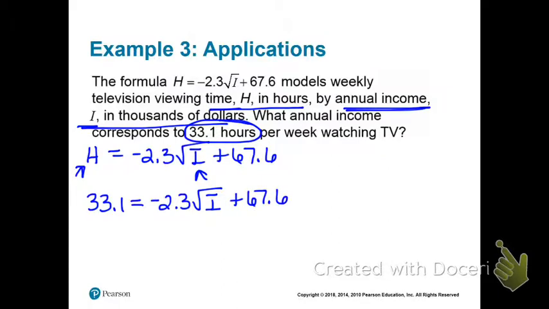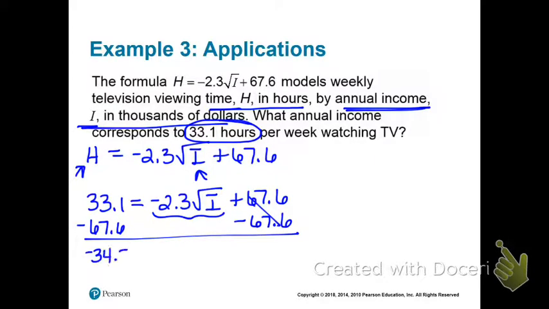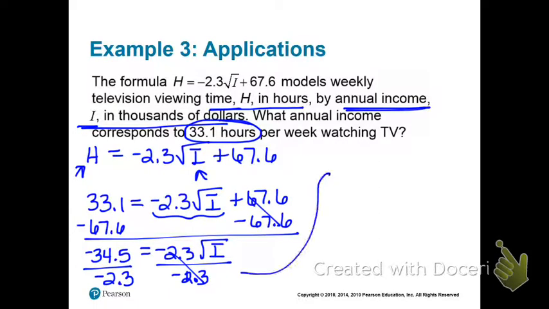And then we're going to solve for I, so we need to get this piece by itself. So let's subtract that 67.6. I think that's negative 34.5. And then we're going to divide by that negative 2.3. And so negative 34.5 divided by negative 2.3 is 15. So we get 15 equals the square root of I.